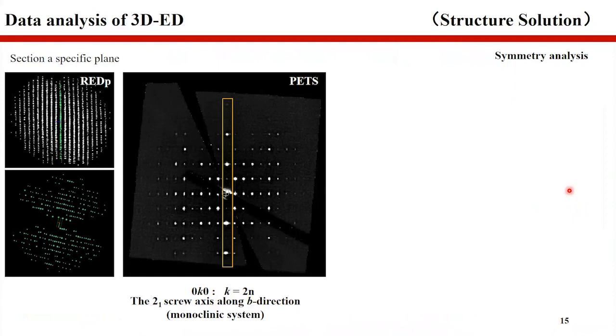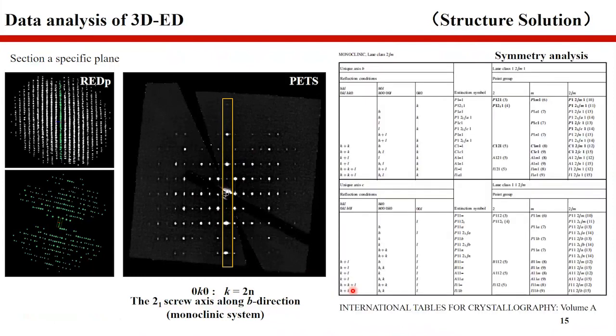In the symmetry analysis, the subspecific plane is also important. By the IDP or by the PETs, we could also achieve this aim. And here, in this case, in the PETs, the 0p0 plane in the yellow box is highlighted, and we can see the extinction between the diffraction spots. So that we can write the detailed diffraction conditions and the detailed symmetry.